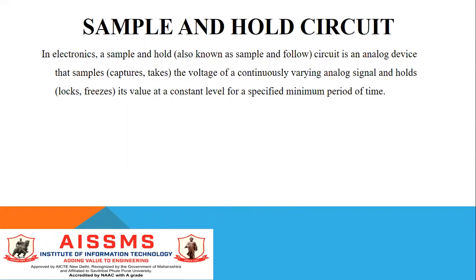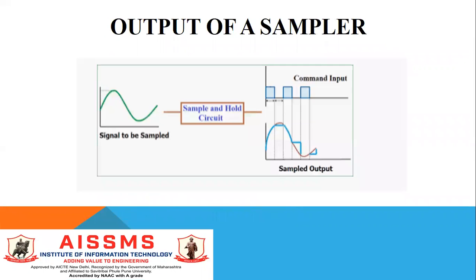A sample and hold circuit in electronics, also known as sample and follow circuit, is nothing but an analog device that samples, captures and takes the voltage of a continuously varying analog signal and holds it. Holds it means it locks it, freezes its value at a constant level for a specified minimum period of time. Output of a sampler will look something like this.